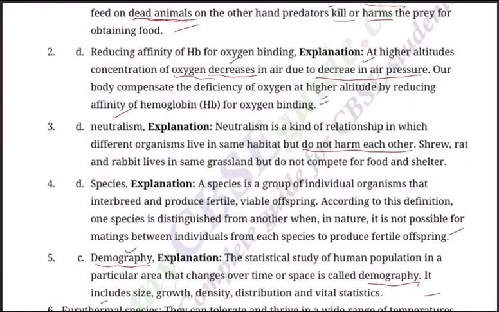And question number 4, D, species. A species is a group of individual organisms that interbreed and produce fertile offspring. I said the clue word is interbreed. Interbreeding is the characteristic of a species, and of course, it produces viable offspring. According to this definition, one species is distinguished from another when in nature it is not possible for matings between individuals from each species to produce fertile offspring.